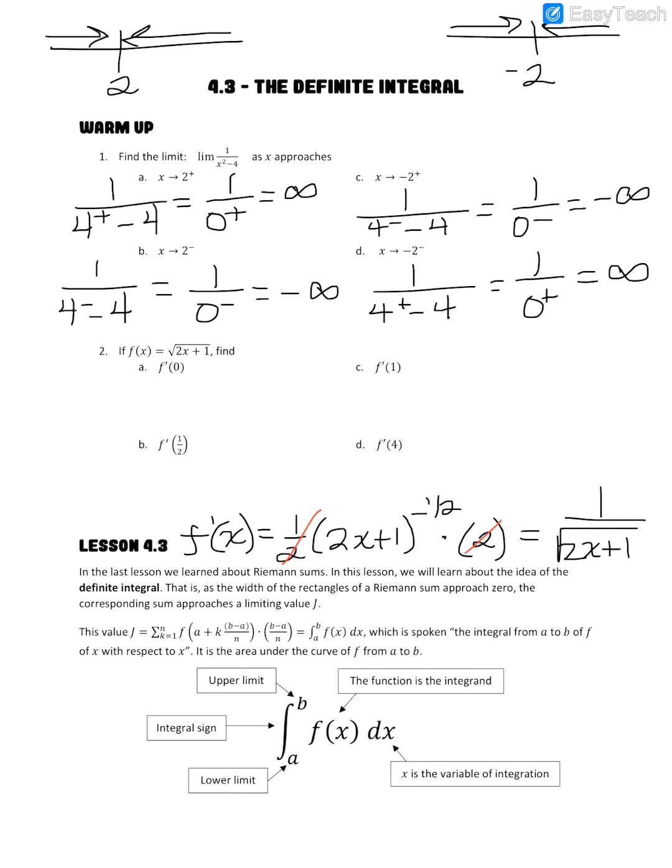All right, let's plug in 0. That's going to give me 1 over the square root of 1, which is 1. Plugging in 1, I'm going to get 1 over the square root of 3. Plugging in a half, I'm going to get 1 over the square root of 2. And plugging in 4, I'm going to get 1/3.